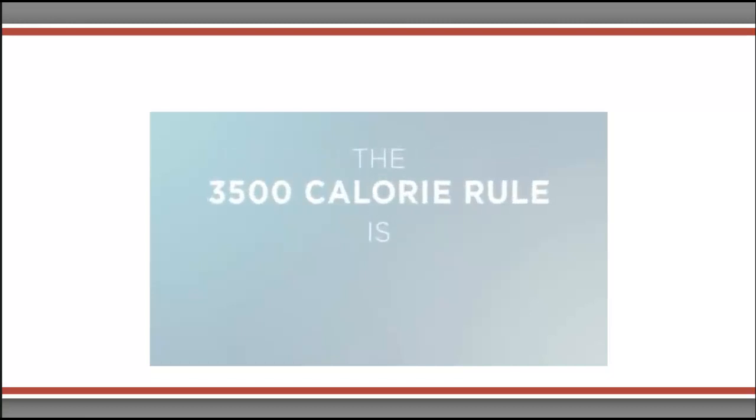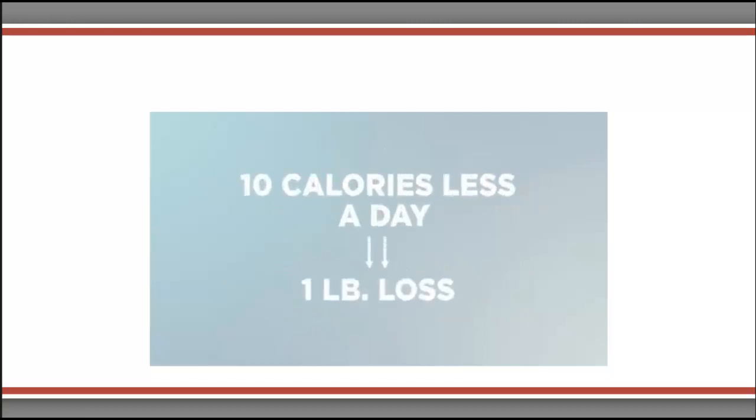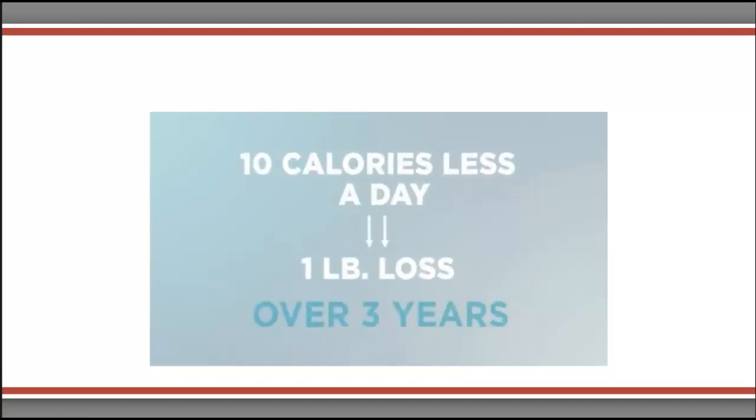which means when you go on a diet, the 3,500 calorie rule is the wrong rule. There's a new rule. Wait for it. The new rule is for every 10 calories you eat less, you will lose a pound. But it will take you about 3 years or more to see the full effect of your diet.